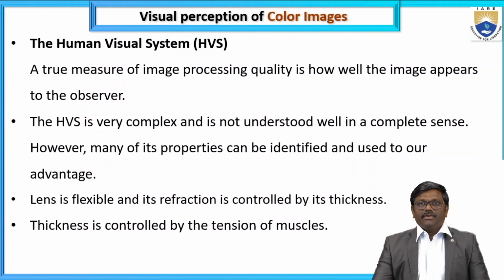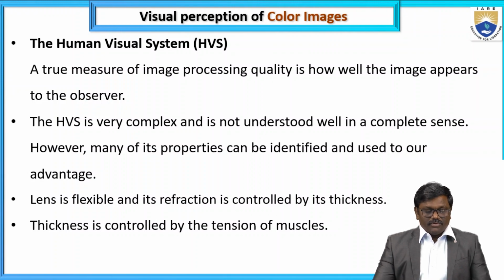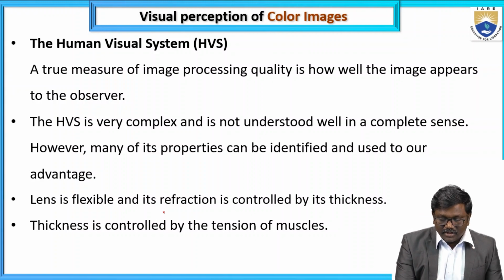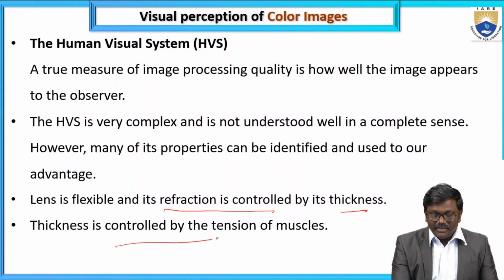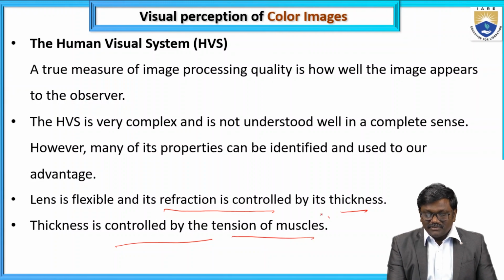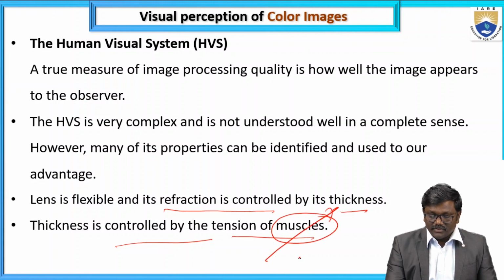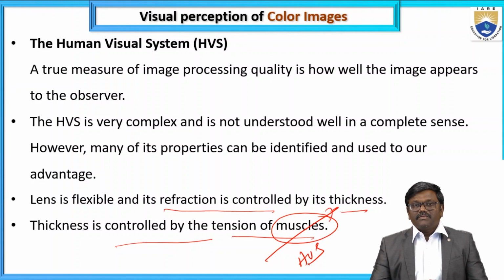A true measure of image processing quality is how well the image appears to the observer. HVS is very complex and is not understood well in a complete sense. However, many of its properties can be identified and used to our advantage. The lens is flexible and its refraction is controlled by its thickness. The thickness is controlled by the tension of muscles, the muscles which are connected to the HVS. So this is the meaning of HVS, how we look at an image.